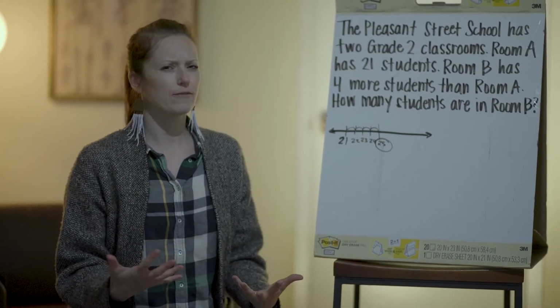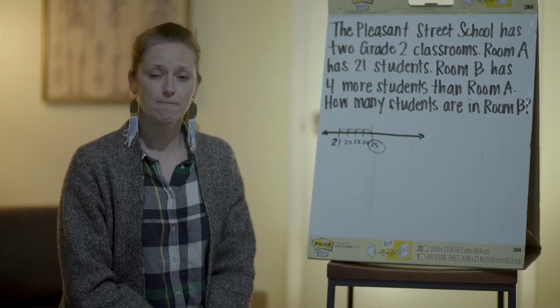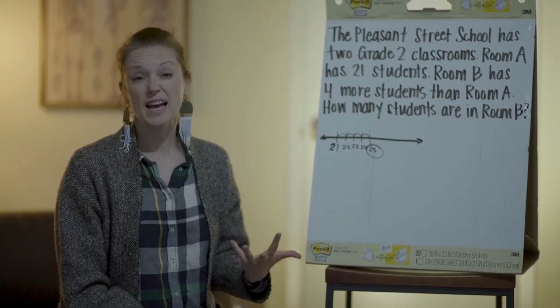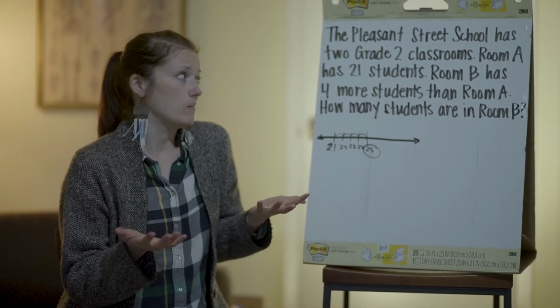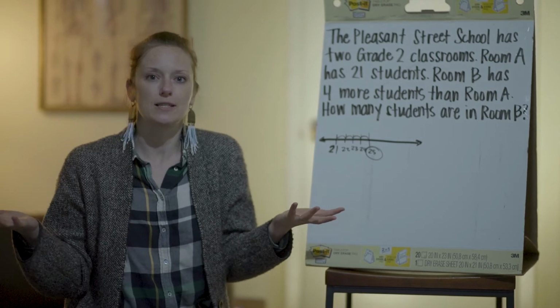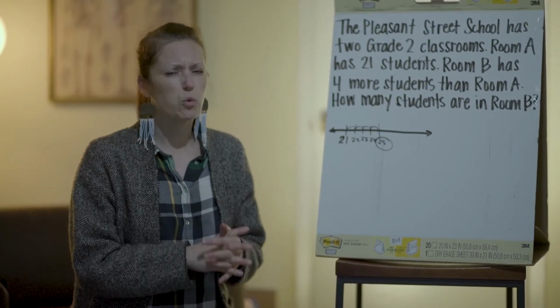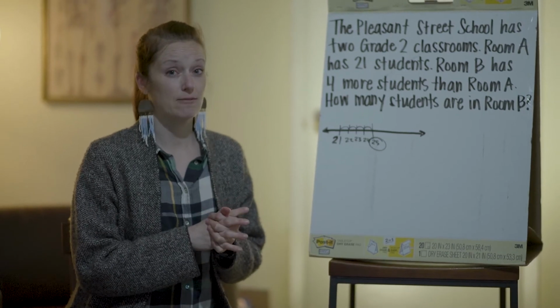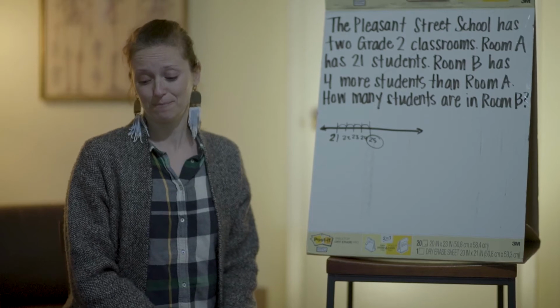So let's look at the information that we know. We know that there are 21 students in Room A. We know that Room B has 4 more students than Room A. So that way we know that Room B has more students than Room A does altogether. There are more than 21 kids in Room B. And we now just figured out that Room B has 25 kids.